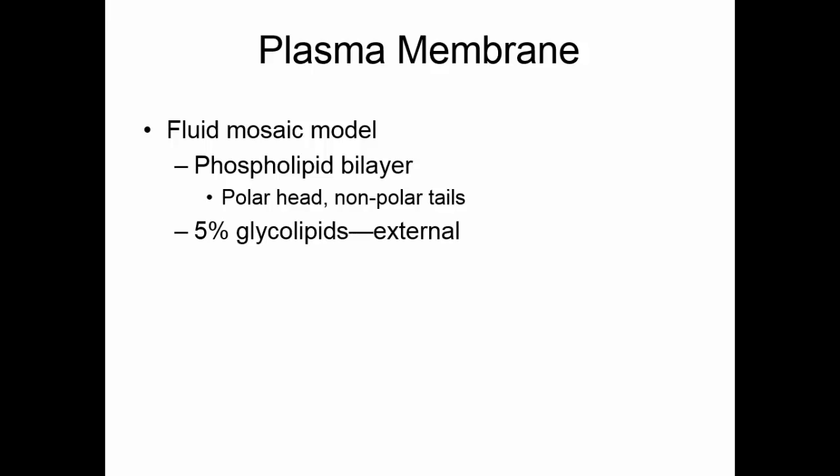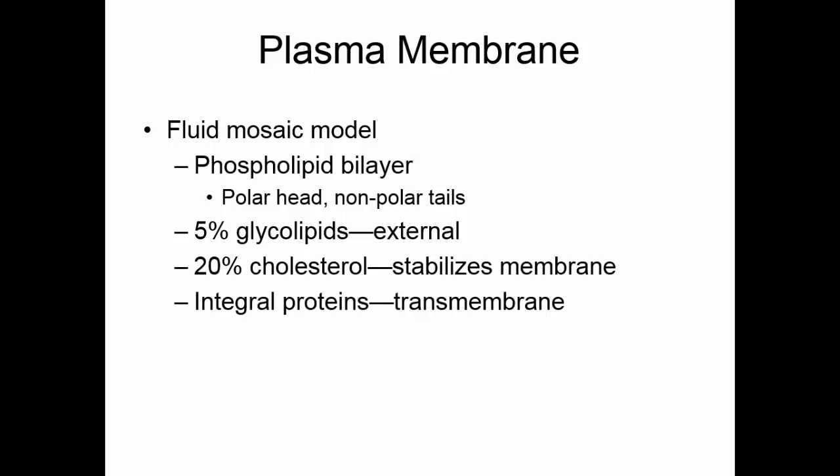About 5% of the cell membranes are glycolipids. These are on the outside of the cell membrane. Glycolipids are literally sugar fats. About 20% of our cell membrane is cholesterol. This is interwoven in the lipid tails and helps stabilize the membrane. And then we have the protein components of the cell membrane. The integral proteins are transmembrane proteins. That is, they go all the way through the membrane. These make things like channels, receptors, enzymes, and carriers.